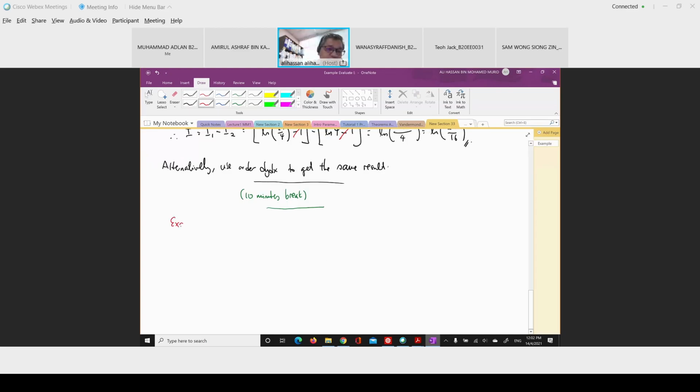Alright, let's look at some more examples of evaluating double integrals. Suppose we want to evaluate this double integral of y cosine of xy dA, where D is again a rectangular region, where x is between 0 and 1, and y is between 0 and pi.